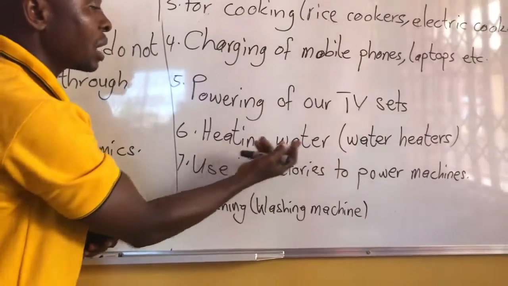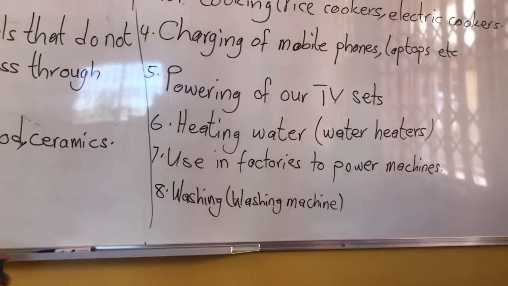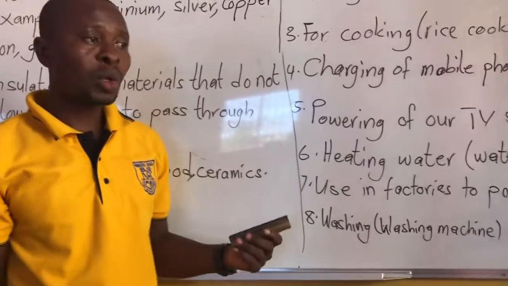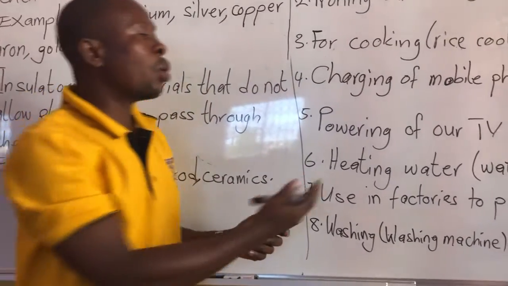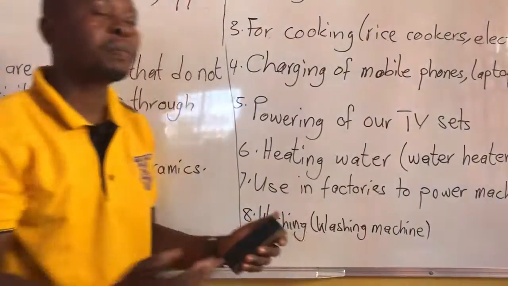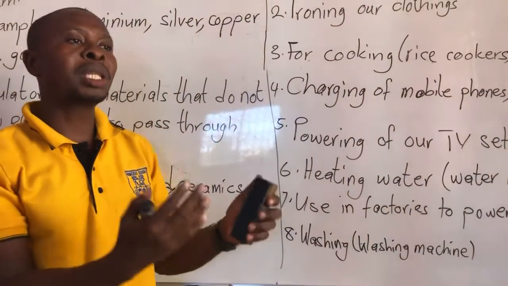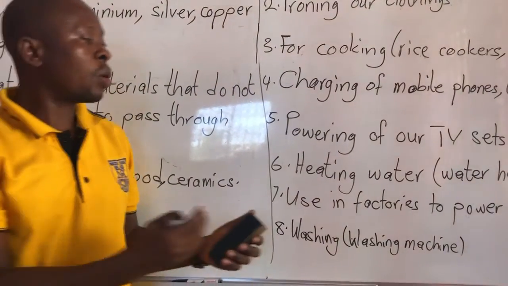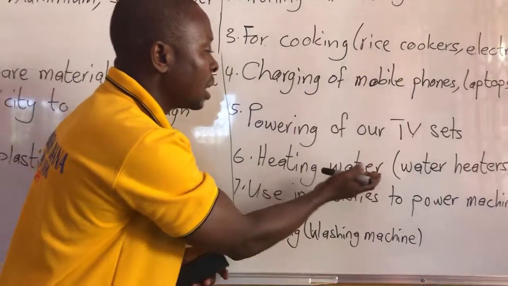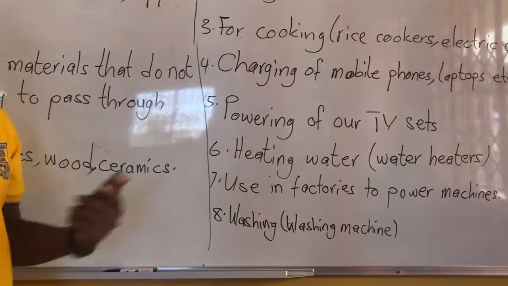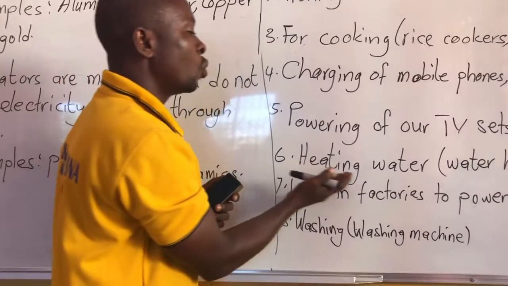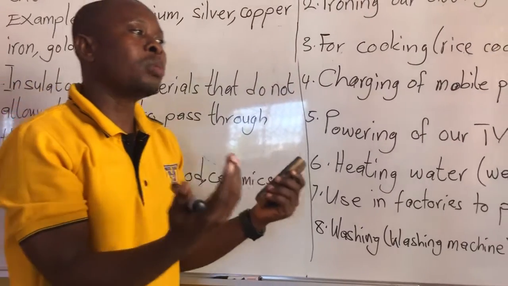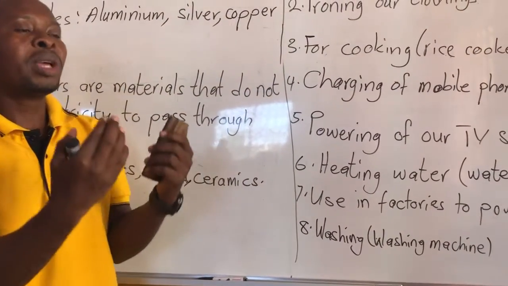Then we have heating water. We use our water heaters to heat water. And the water heaters are connected to what? Electricity. We plug them in before we use them to heat our water. So water heaters also use electricity to heat our water for us. When we feel very cold at home and can't bathe with cold water, we have to heat the water.